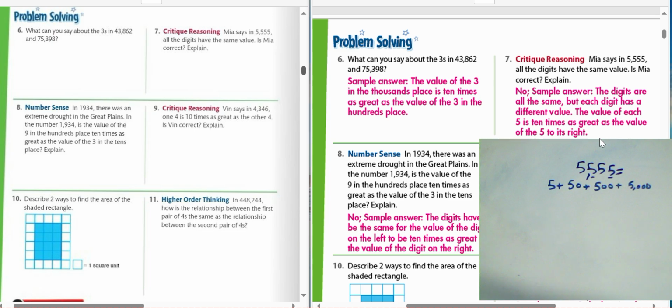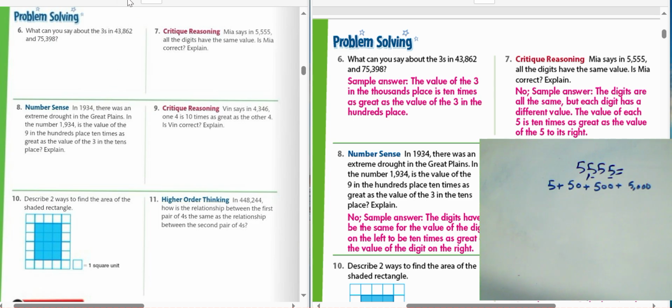If you write it out, the value of the digit 5 in the ones is 5, 5 in the tens is 50, 5 in the hundreds is 500, and 5 in the thousands place is 5,000. So the simple answer we can write: the digits are the same, but each digit has a different value. The value of each 5 is 10 times as great as the value of the 5 to its right.